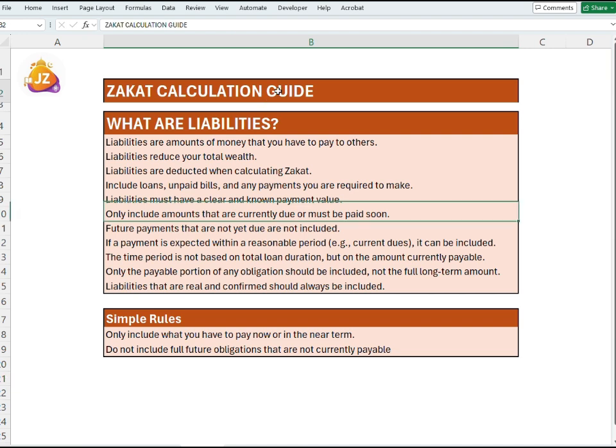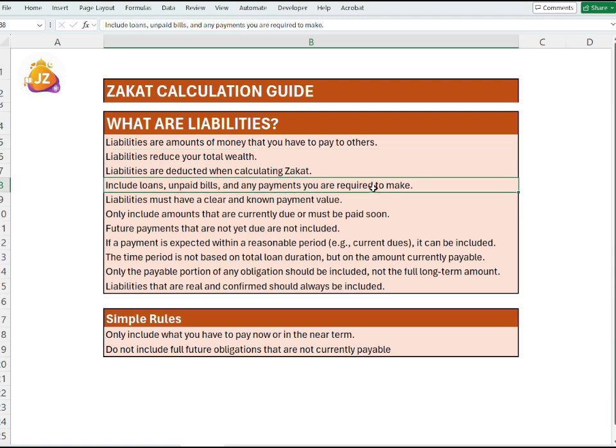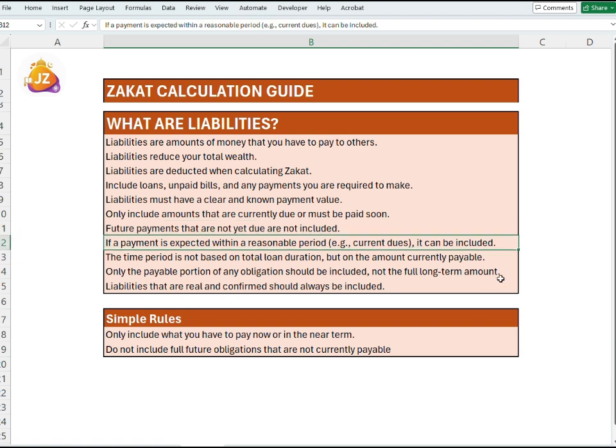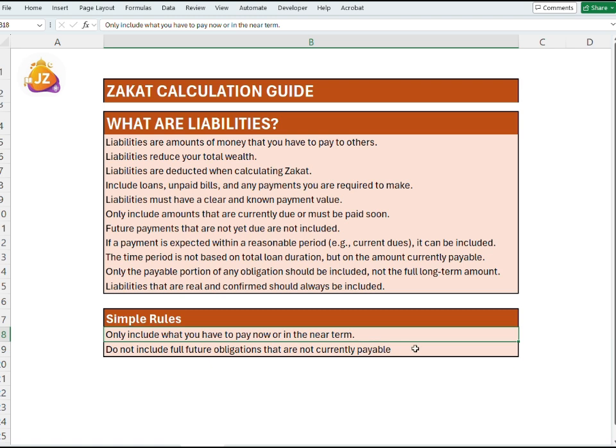What are liabilities? Now let's understand liabilities. Liabilities are the amounts of money that you owe to others. For example, loans, unpaid bills, utility expenses, and credit card dues. These are important because they reduce your total wealth. However, in zakat, only short-term or current liabilities are included. This means amounts that you have to pay now or within the next year. For example, if you have a long-term loan, you only include the installment due within 1 year, not the full loan amount. So remember, only include what you have to pay now or soon, not future long-term payments.